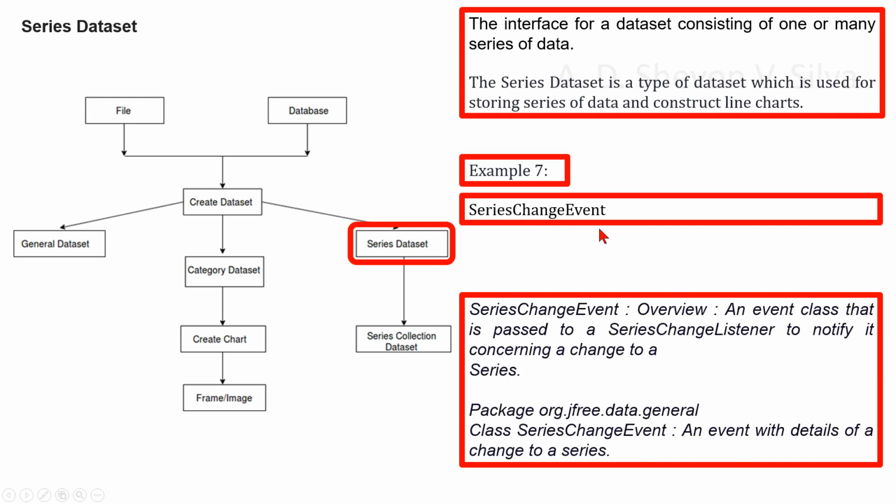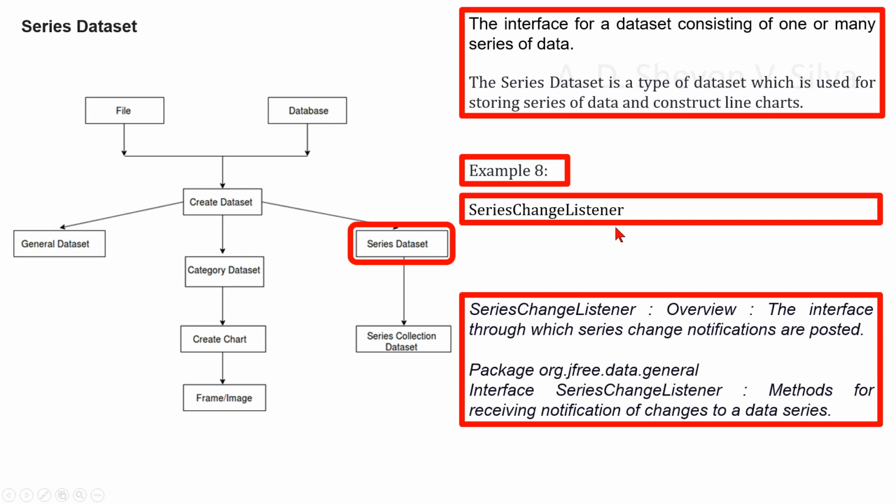Overview: series change event, an event class that is passed to a series change listener to notify it concerning a change to a series. The class series change event in package org.jfree.data.general is an event with details of a change to a series. This is an important event for dataset classes that maintain a collection of series objects. The dataset needs to know when any of the data series has changed, so that it can forward the dataset change event to its own listeners.